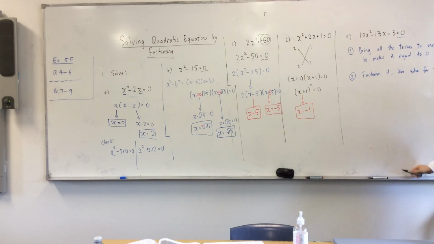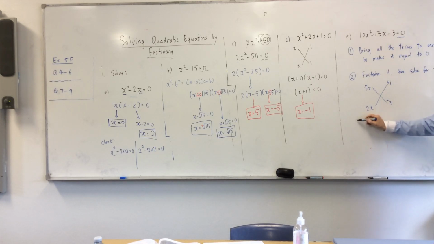Okay, so let's do the second step. So if I factorize this, top of my head using cross method, I'm going to have 5x and 2x here, and I'm going to have 3 there, 1 there, and I'm going to put minus on both sides. Minus 15 plus 1. Minus 15 plus 2, that's minus 13. Right. Okay, so when I factorize this, it's going to look like this.